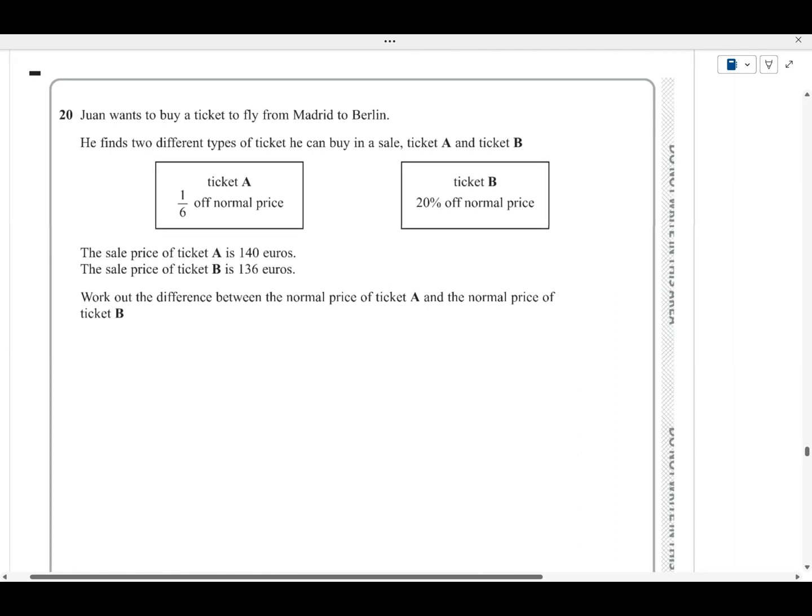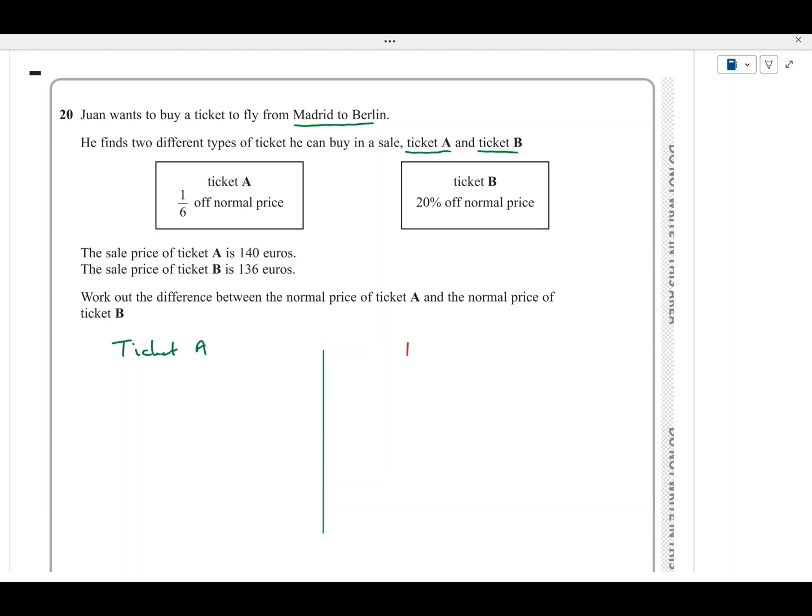Question 20. Now we're flying from Madrid to Berlin. Two different types of ticket, ticket A and ticket B. I'm thinking I'm going to split my page in half here. Ticket A and ticket B. Right. Ticket A, 1/6 off the normal price. Ticket B, 20% off the normal price.